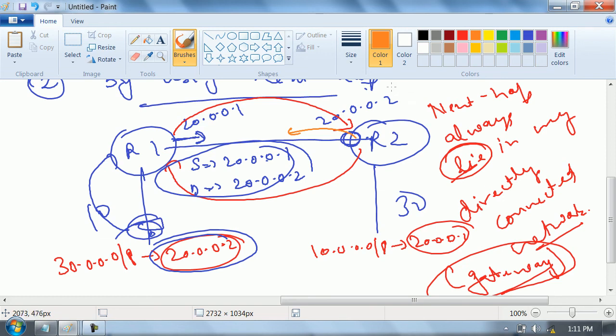Any problem to anybody? In the first case, next hop was not defined. In the second case, next hop is defined. Fine? Any problem?